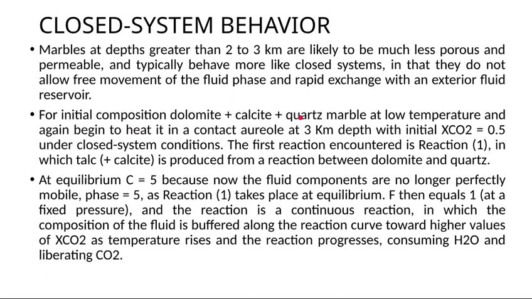For the initial composition, dolomite plus calcite plus quartz marble at low temperature begins to heat in a contact area at 3 km depth, XCO2 0.5, under closed system conditions. The first reaction encountered is reaction 1. Talc plus calcite is produced at equilibrium. C is equal to 5 because H2O and CO2 are not in a mobile phase; they are included in the system, they are not circulating. That's why C is equal to 5.